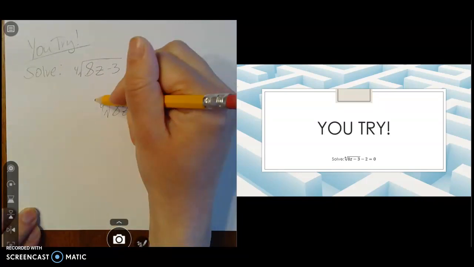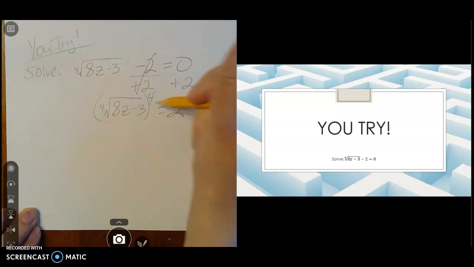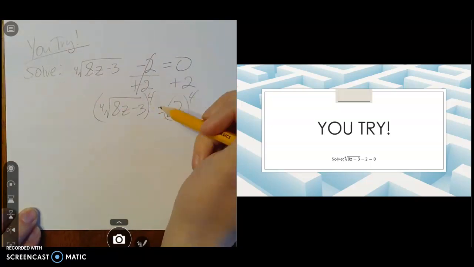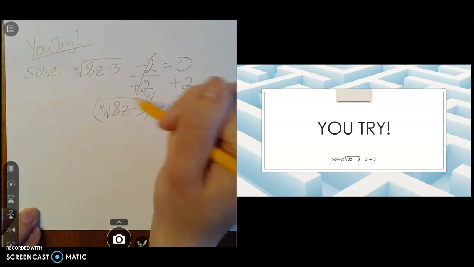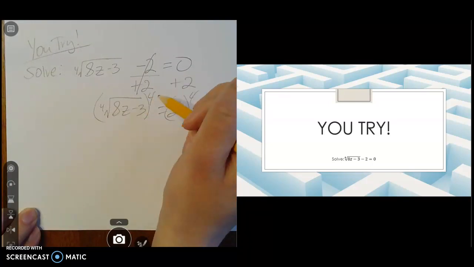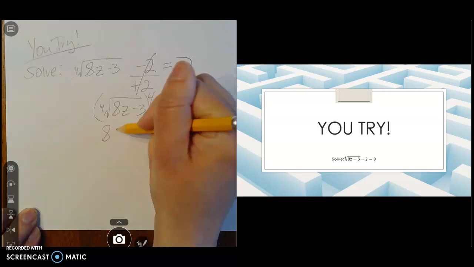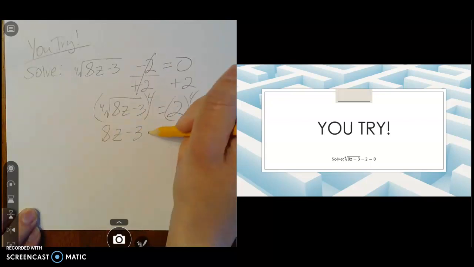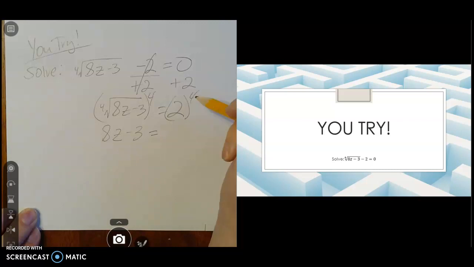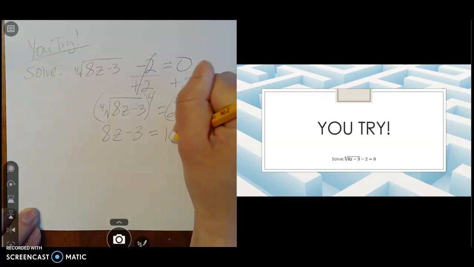The opposite of the fourth root is raising something to the fourth power. So then from here, the fourth root and the 4, they're going to cancel out nicely because they are opposite operations. So you will have 8z minus 3 on the left side. On the right side, 2 to the fourth, that's 2 times 2 times 2 times 2. So 2 times 2 is 4, times 2 again would be 8, times 2 one more time would be 16.